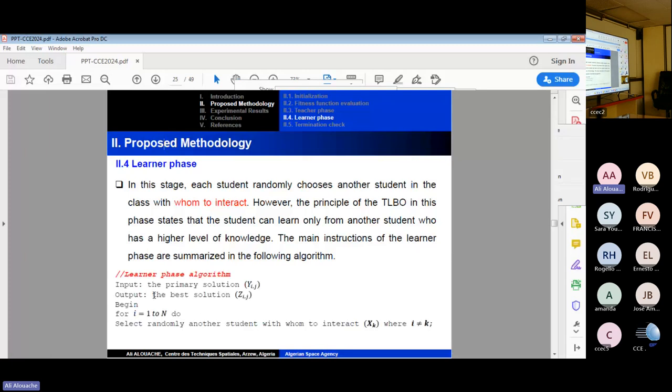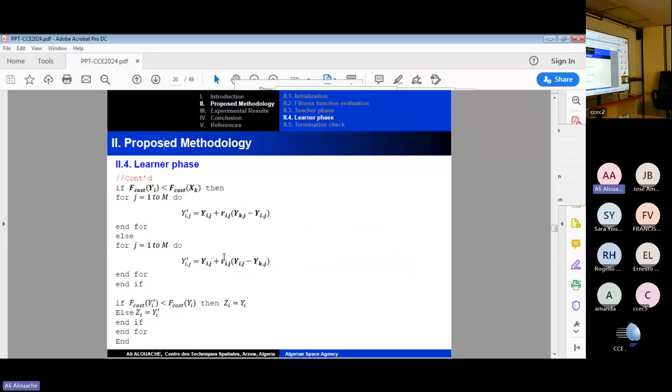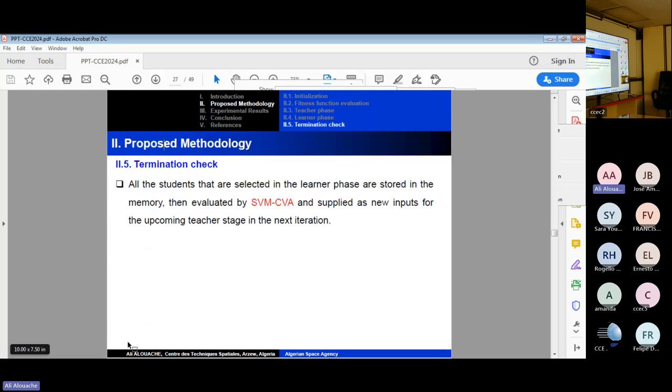Learner phase algorithm. Input the primary solution yij, output the best solution zij. Begin: for i equals 1 to n, select randomly another student with whom to interact, xk, where i is different from k. If fcost(yi) is less than fcost(yk), then for j equals 1 to m, y'ij equals yij plus rij times (ykj minus yij), else for j equals 1 to m, y'ij equals yij plus rij times (yij minus ykj). End. If fcost(y'i) is less than fcost(yi), then zi equals yi, else zi equals y'i. End if, end for, end.